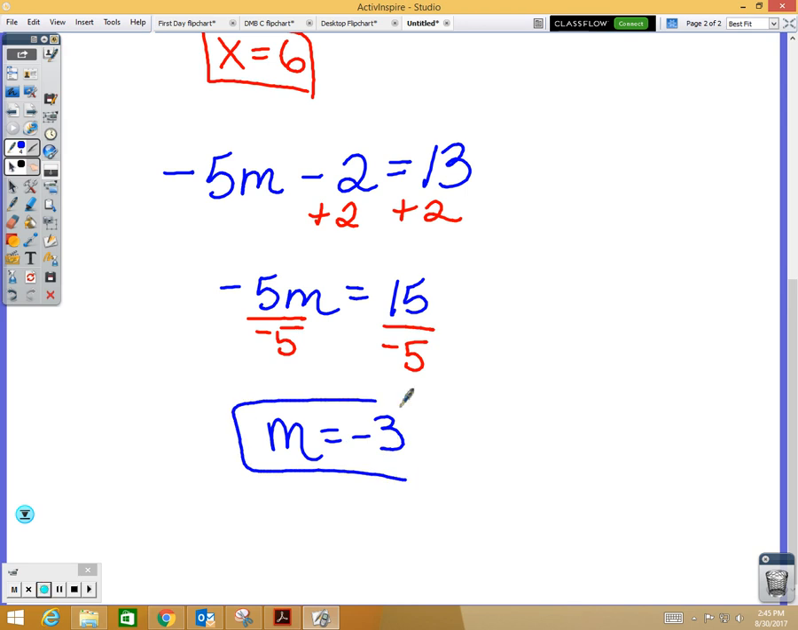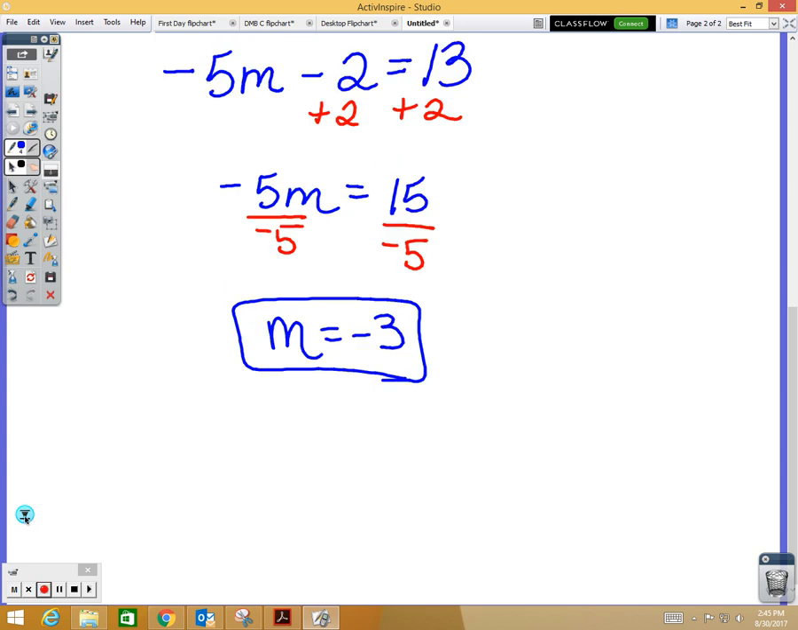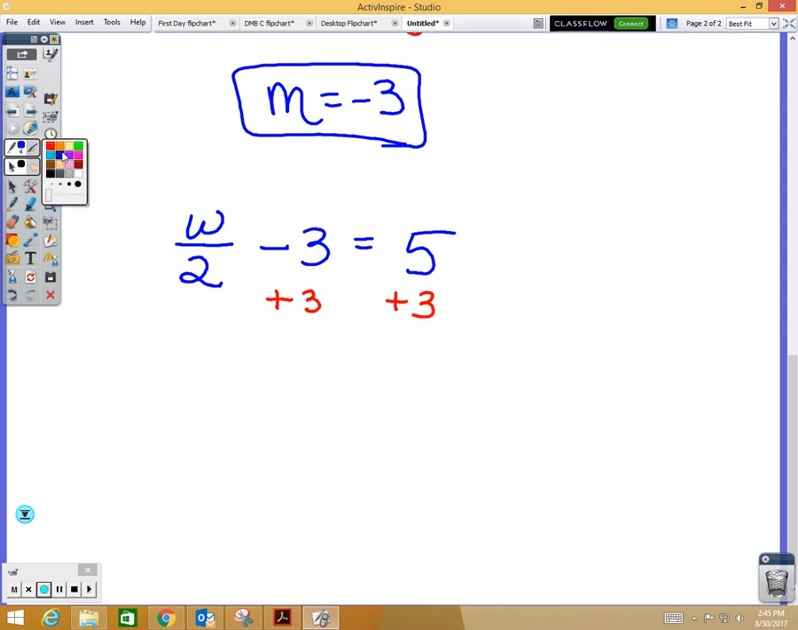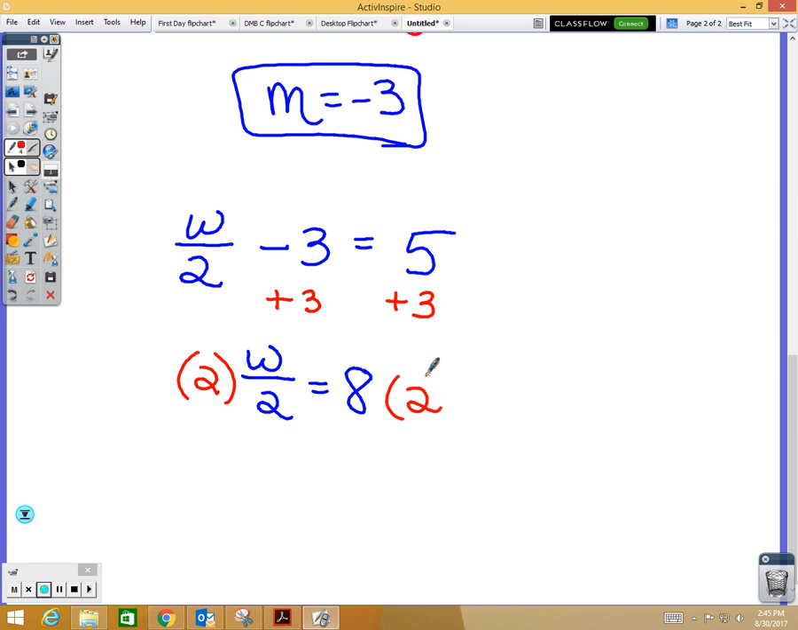All right, let's get a little bit harder then. We're slowly working our way towards those hard problems. Let's do w over 2 minus 3 equals 5. What's my first step? Add 3. So that gives me w over 2 equals 8. And then I'm going to multiply by 2. Good. So w equals 16. Good.